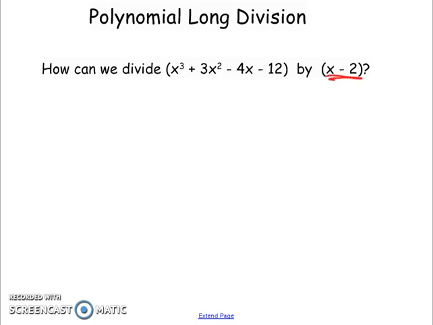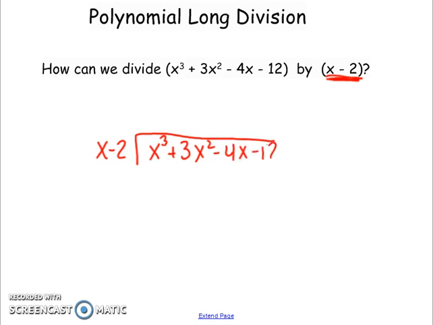The smaller number, whatever you're dividing by, is going to go on the outside. So I have x minus 2 on the outside. On the inside, I have x cubed plus 3x squared minus 4x minus 12. When we're doing polynomial long division, we look at the first terms only. So we look at the x and the x cubed. What times x gives me x cubed? That's going to be x squared.